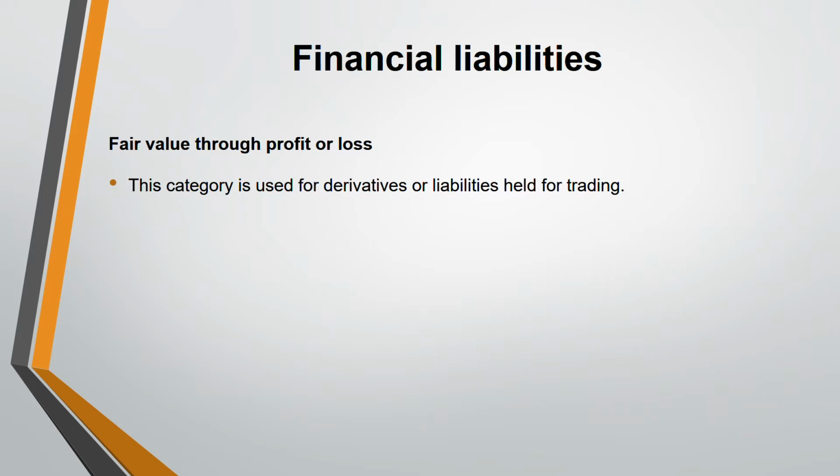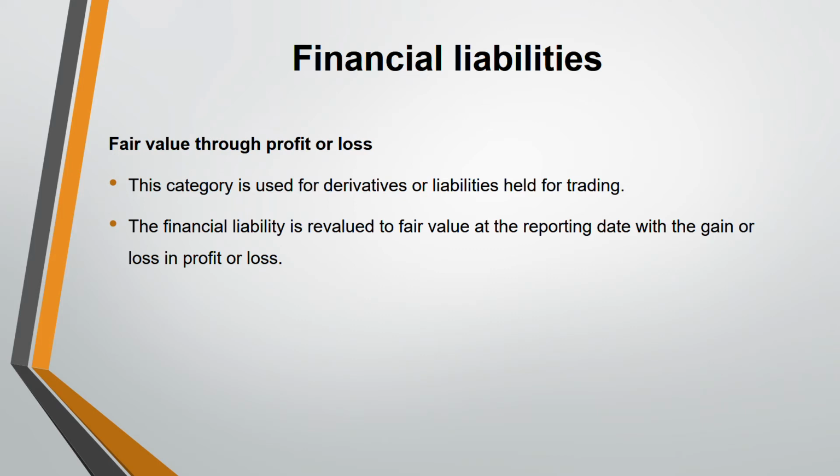Okay, so it could be for derivatives, it could be for liabilities, but which is held for trading, because mostly trading items only go through profit and loss. If you are not trading something, it does not go in the profit and loss account. Okay, so it's easy to remember it in that way.